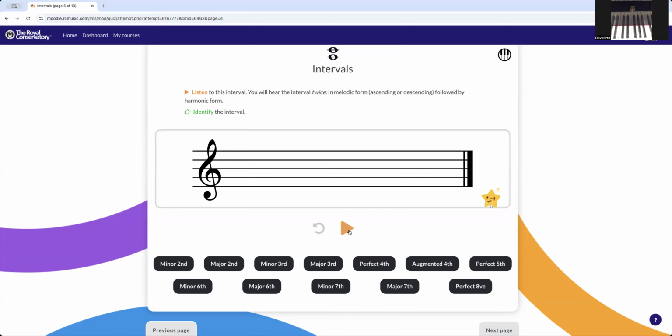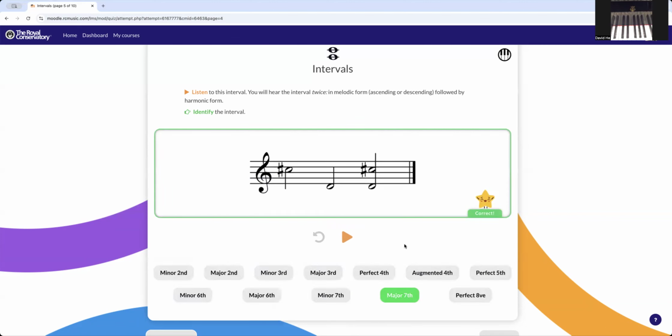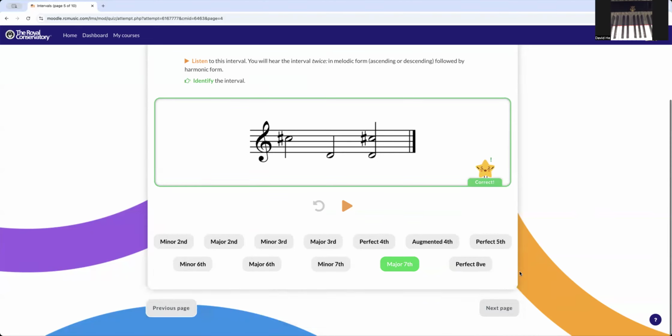It's a seventh for sure, but is it a minor seventh or major seventh? Listen to that again. It's just a little bit more like a big distance or short distance. Is it major or minor? Okay, it's major. But as long as you can figure out it's a seventh, that's enough, okay? Because this one's pretty hard.